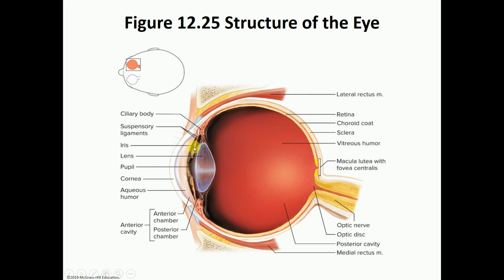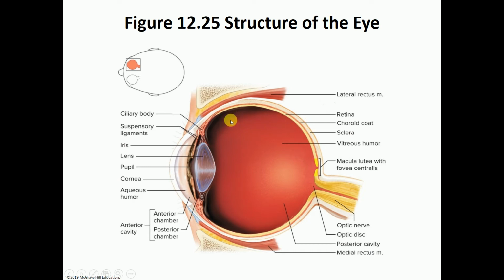There's an iris, and the iris is the color part of the eye. Okay, we all have different eye colors, and it's because of the different pigments that are found within the iris. The iris also has smooth muscle fibers that can either constrict the pupil or dilate the pupil.